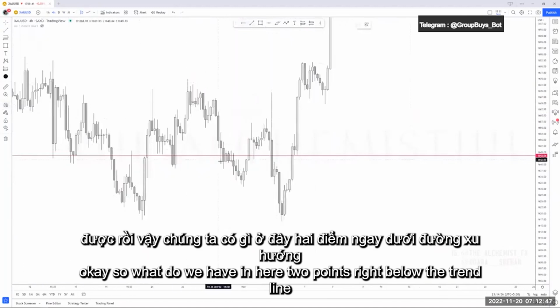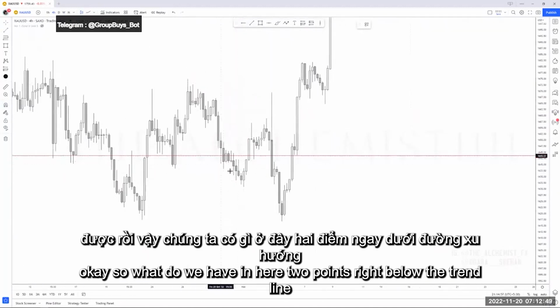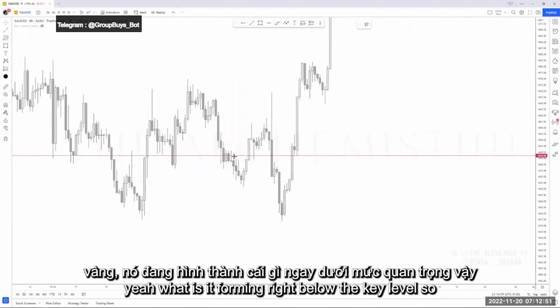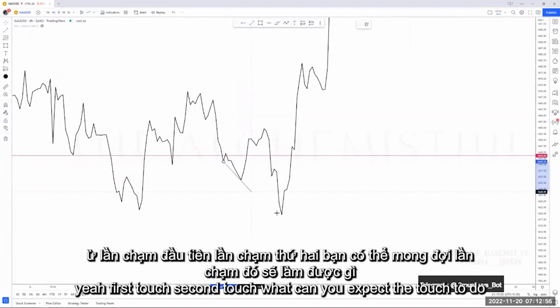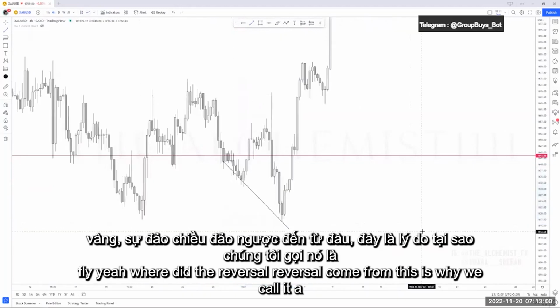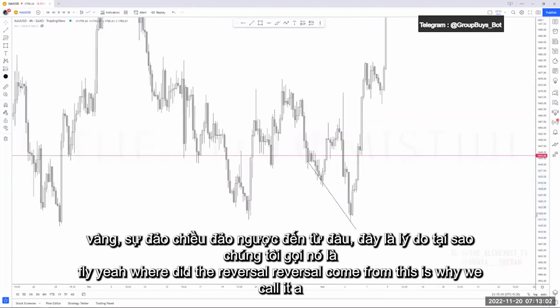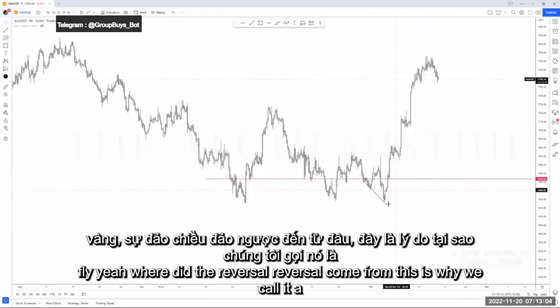So what do we have in here? Two points right below the trend line. What is it forming? Right below the key level. So first touch, first touch, second touch. What can you expect the touch to do? Fly. Where did the reversal come from? This is why we call it a reversal trend line.